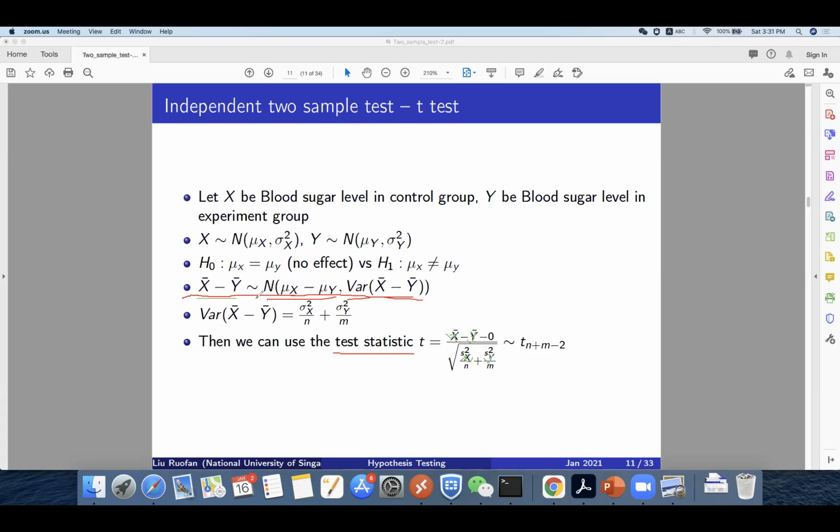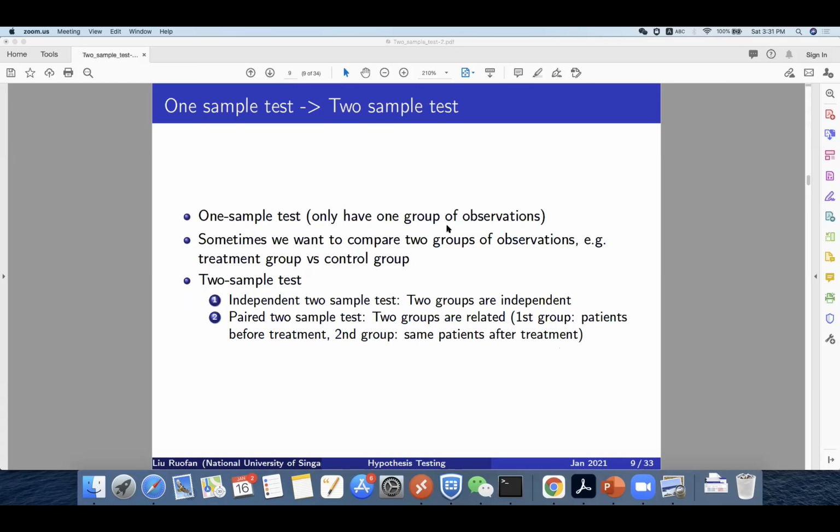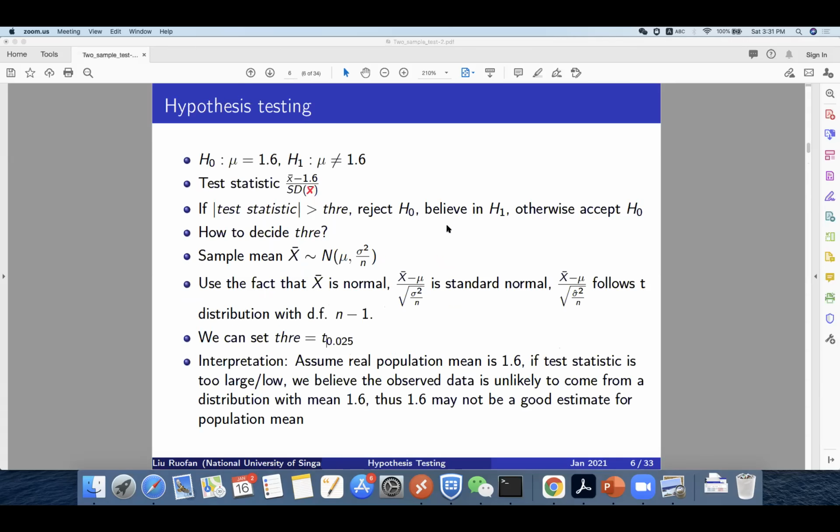So maybe I should make the same request as Xiaoling. Can you go back a few slides? Previous one, even previous one. Yeah, here. Maybe I just skipped these or did not focus on this one. So as long as the random variable conforms to the normal distribution, the rule is that this one has to follow the t distribution.